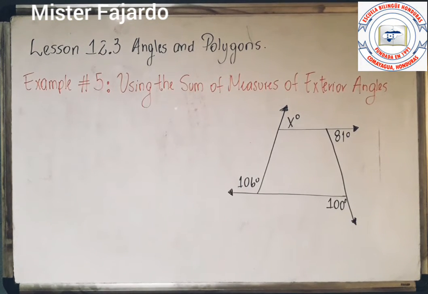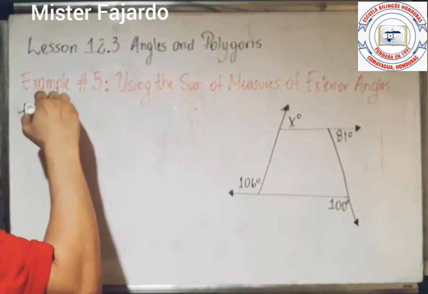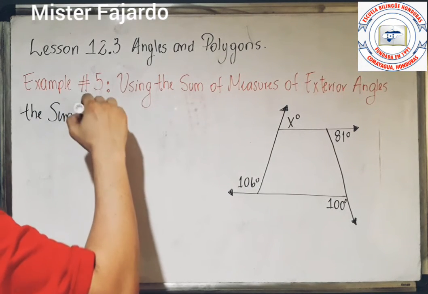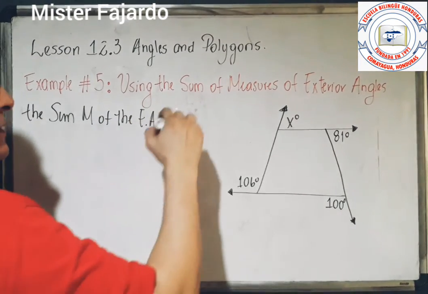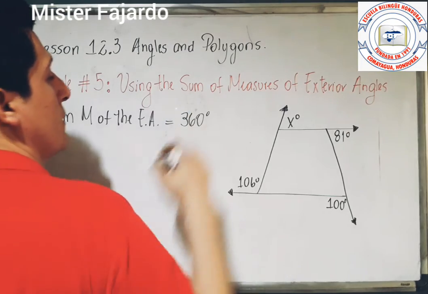In the last example, example number 5, we need to use the sum of the measures of the exterior angles to find the value of an exterior angle, okay? It's really easy. In this case, you just need to know that the sum of the measures of the exterior angles of a convex polygon is equal to 360 degrees. That's the only thing that you need to know, okay? The sum of the measures of the exterior angles is equal to 360 degrees.